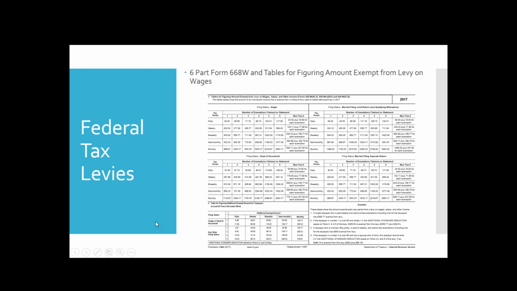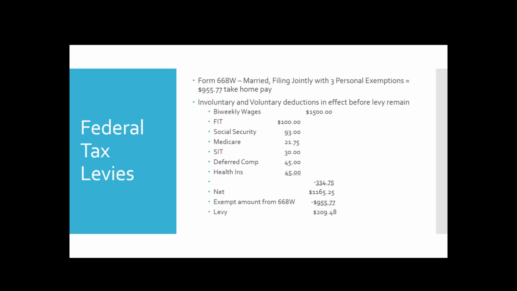And I know it's small, but here's a picture of the tables on Form 668W that show how to figure how much an employee is allowed to take home for a tax levy depending on filing status and number of exemptions and pay frequency. You're probably all familiar with this form. Here's an example of a calculation for a married employee filing jointly with 3 exemptions. The table that we just saw stipulates that this employee may have $955.77 that is exempt from the levy. Any voluntary and involuntary deductions in effect before the levy may remain in place.